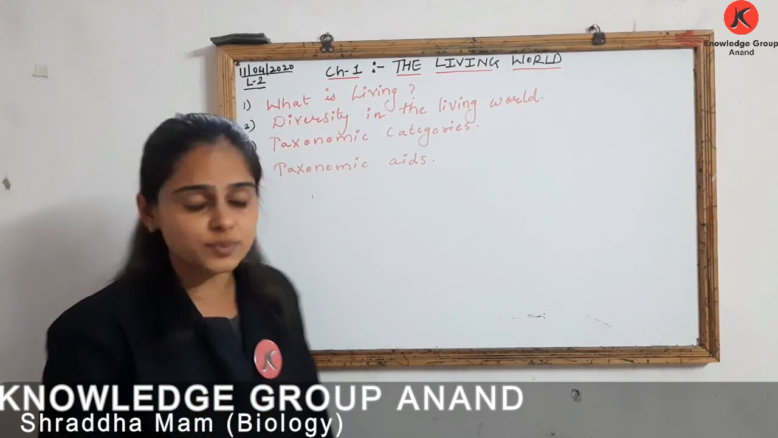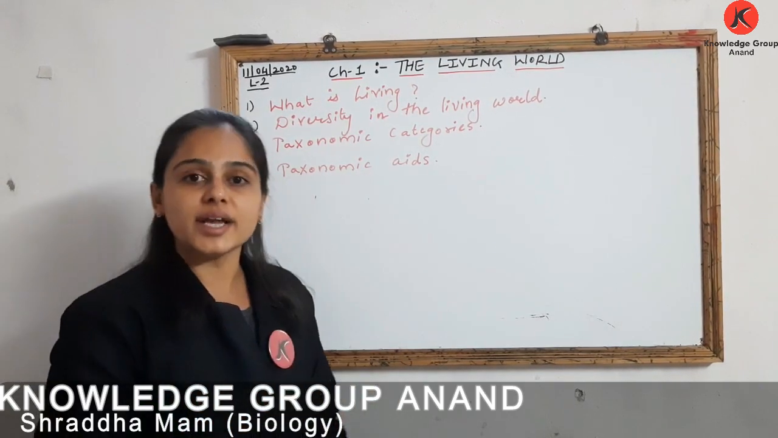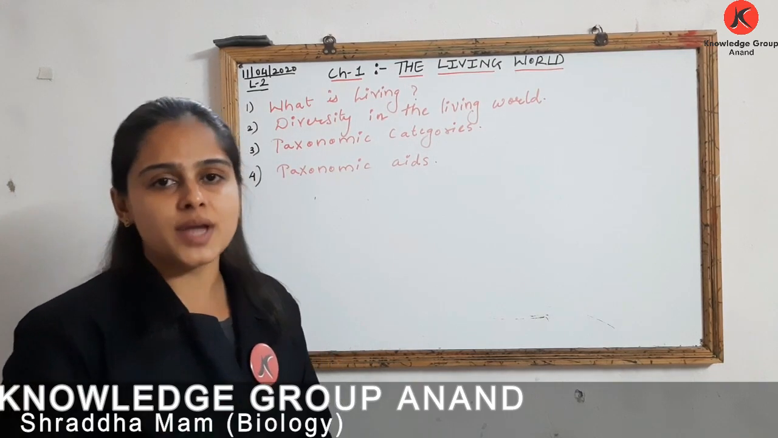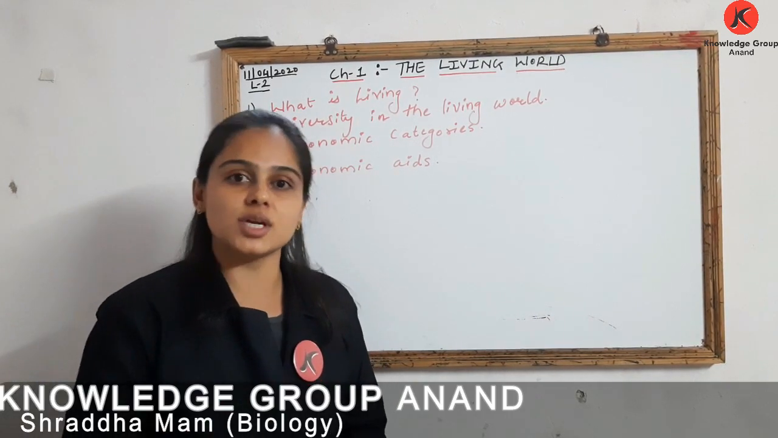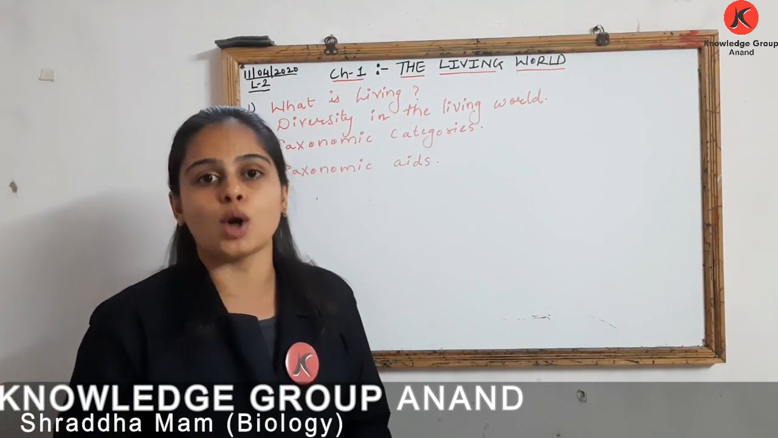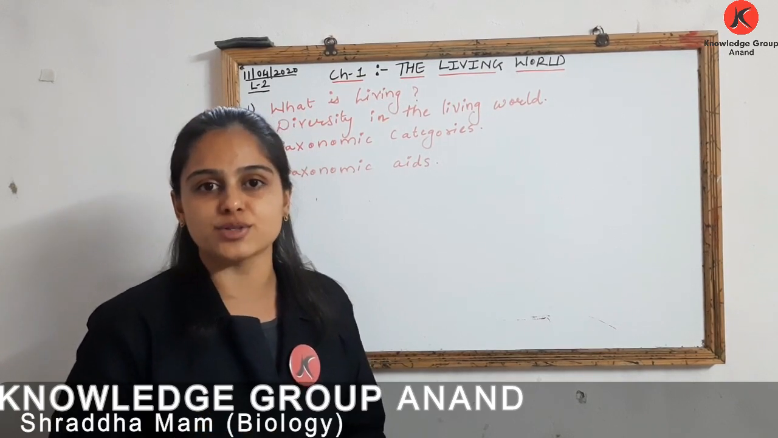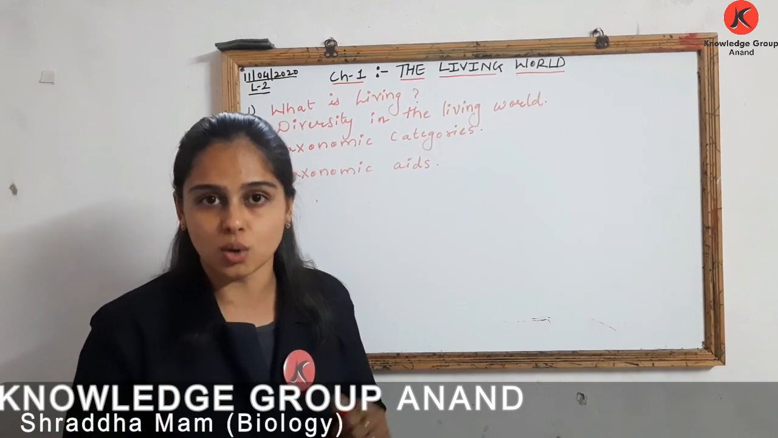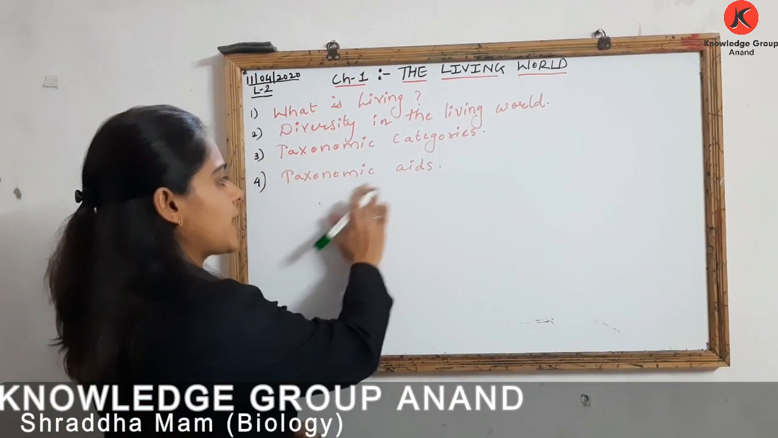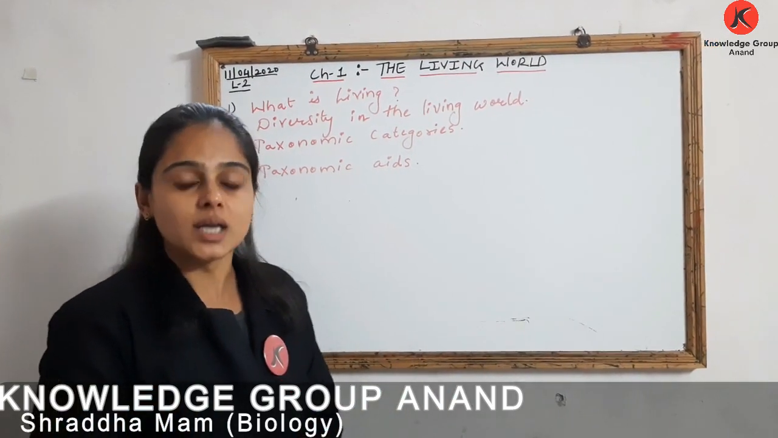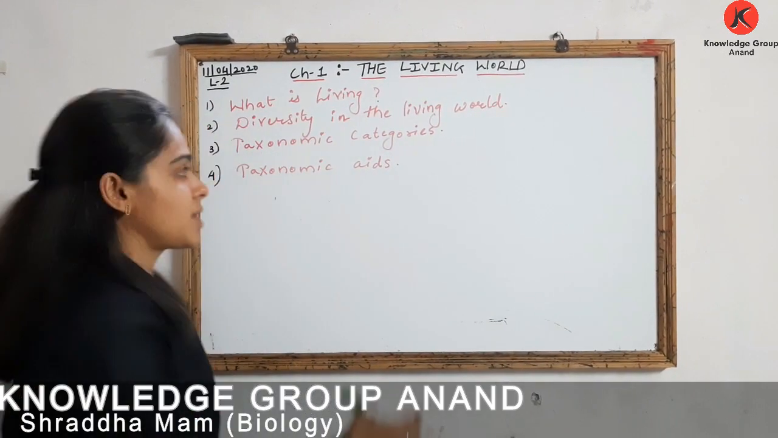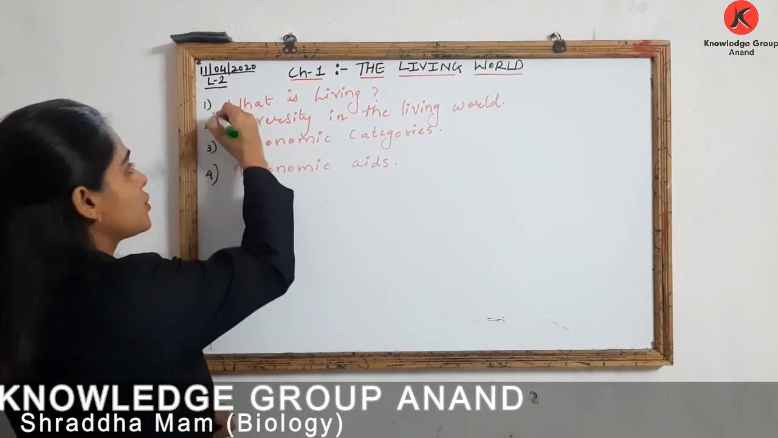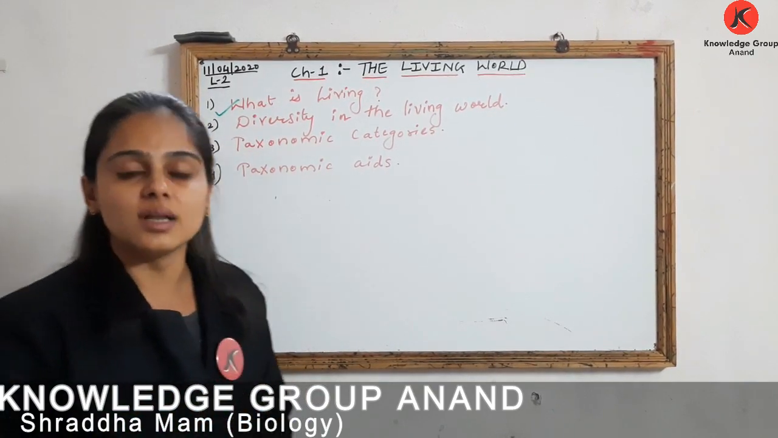Okay, apart from this, lastly I have written taxonomic aids. Taxonomic aids in the sense, in this we are going to understand your museums, your zoological parks, your botanical gardens as well as your herbarium. How taxonomy helps us. Okay, that comes under your taxonomic categories. Now we are going to understand all these points one by one. So we are starting with your first point, that is what is living.